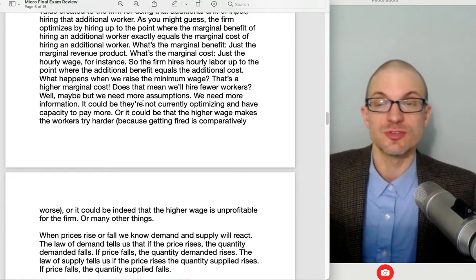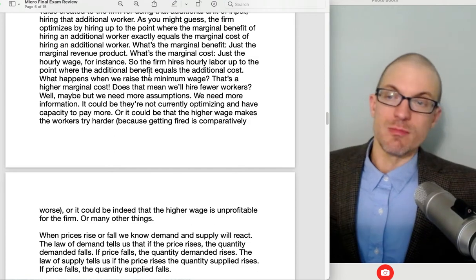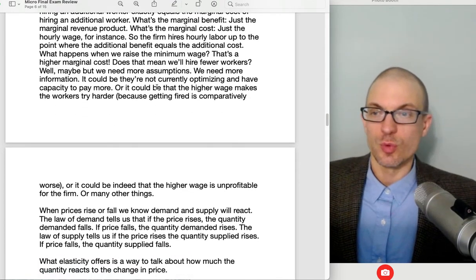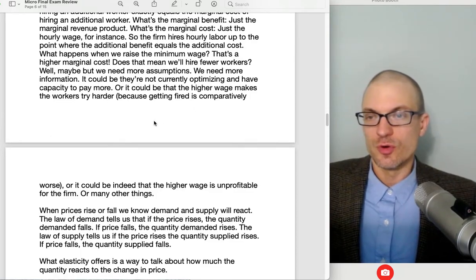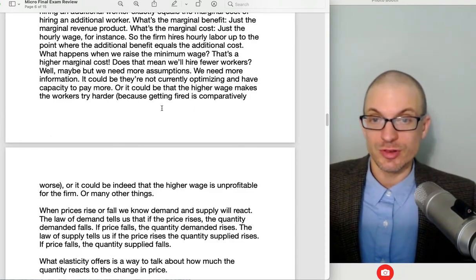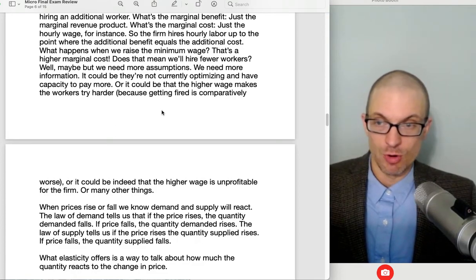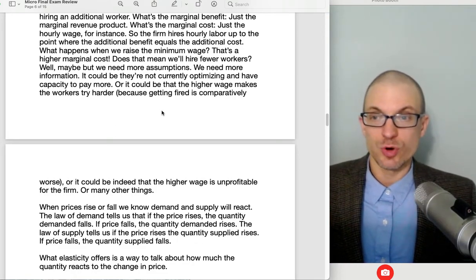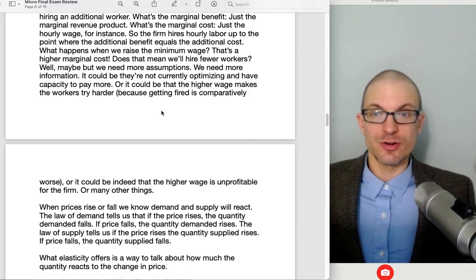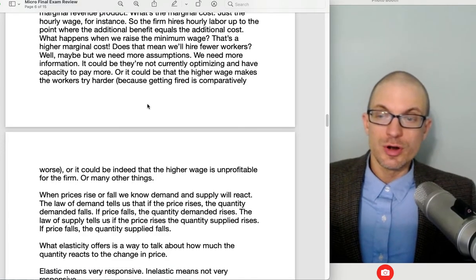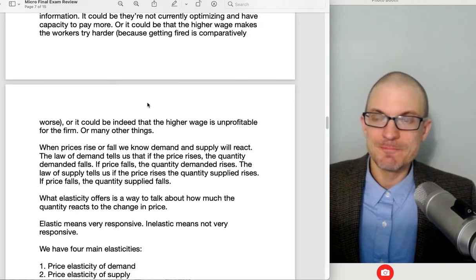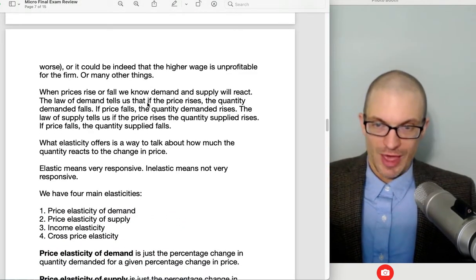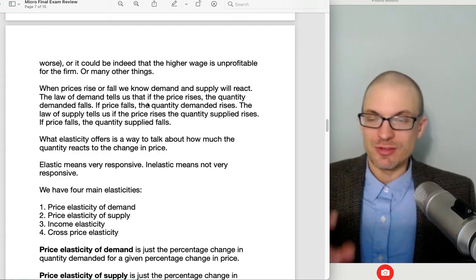What happens when we raise the minimum wage? Well, there's a higher marginal cost. Does it mean we'll hire fewer workers? Well, maybe, but we need many more assumptions. So we need lots more information. It could be we're not currently optimizing and there's capacity to pay more. It could be that the higher wage makes workers try harder because now getting fired is comparatively worse. Or it could be that the higher wage actually is unprofitable, or many other things, right? So that's the factor markets and the dynamics in the factor market.